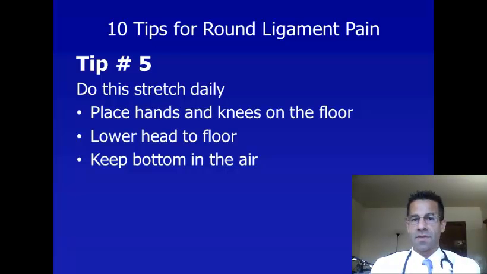Tip number 5 is I recommend doing this stretch if you have round ligament pain, and even if you don't have it and you want to prevent round ligament pain. So you should get on all fours with your hands and knees on the floor, and keeping your bottom in the air, lower your head to the floor. This helps stretch and strengthen the pelvic muscles that support your uterus during pregnancy.